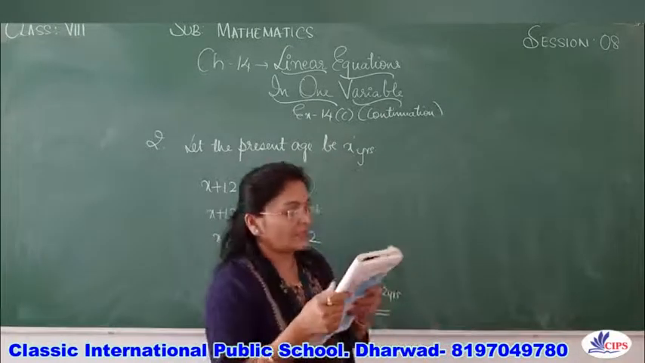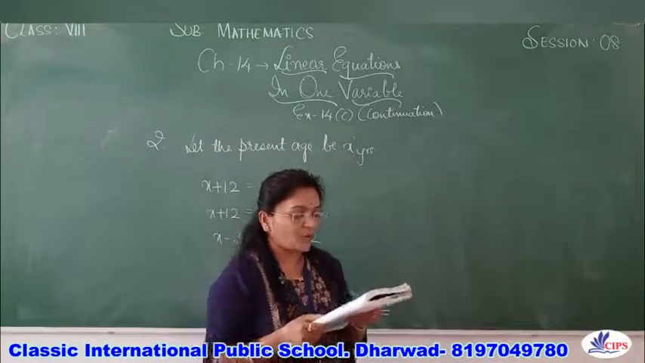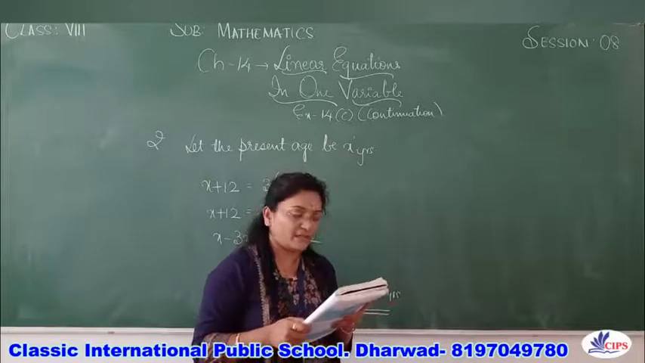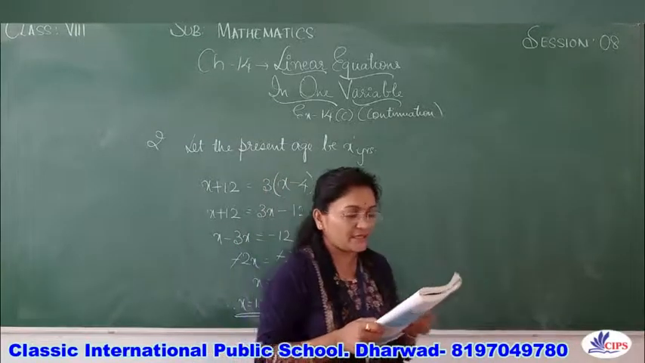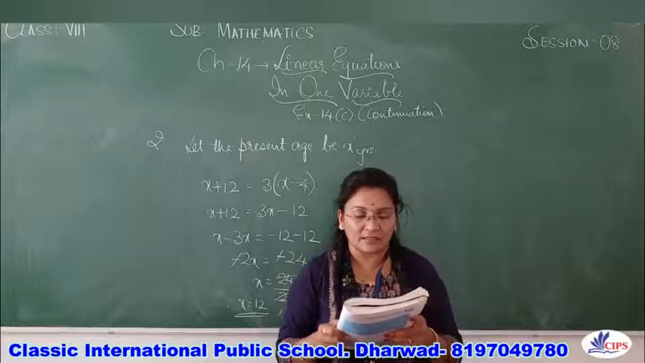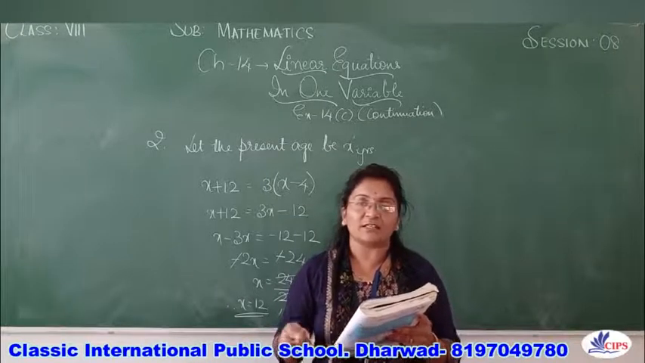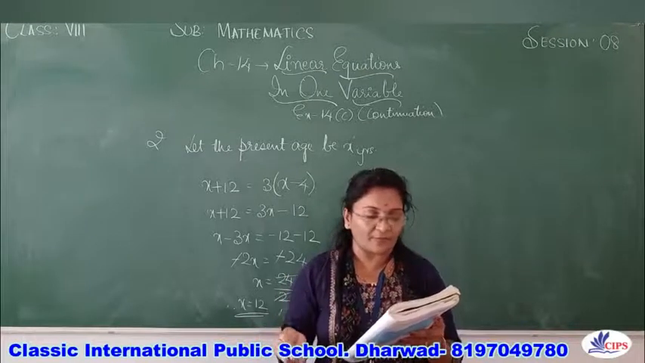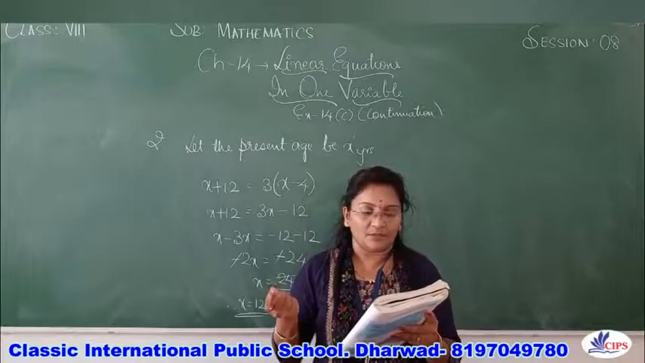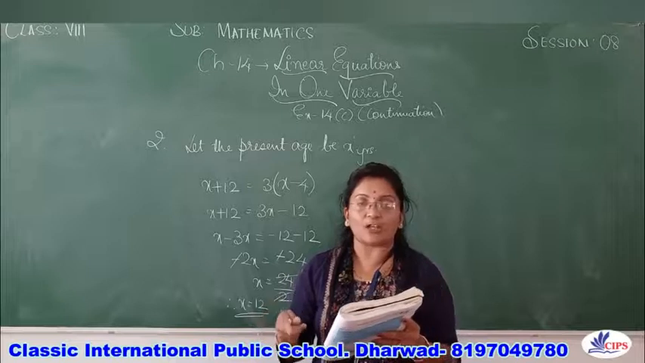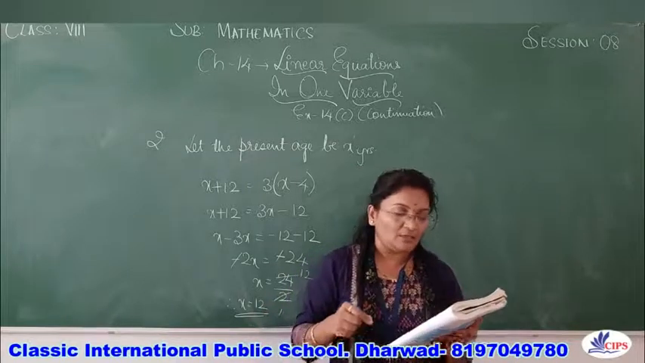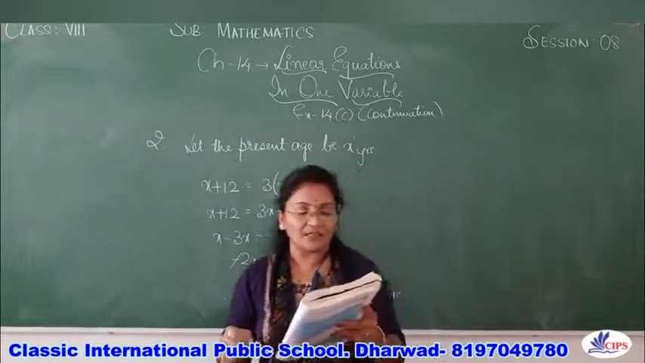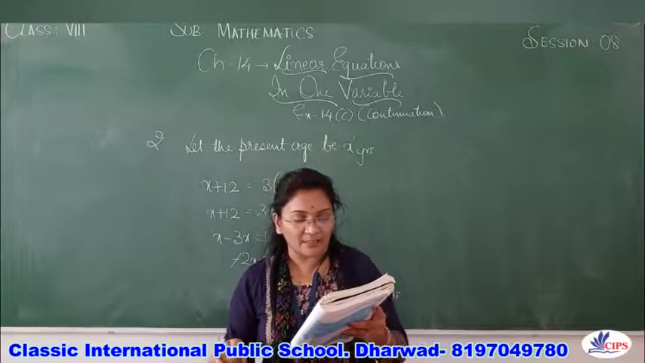Then third sum. A man sold an article for 396. So he is selling an article for 396 and gained 10% on it. So when he sells that article, he is gaining 10% profit on it, and you need to find the cost price of the article. So his selling price is 396 and he has gained 10%.